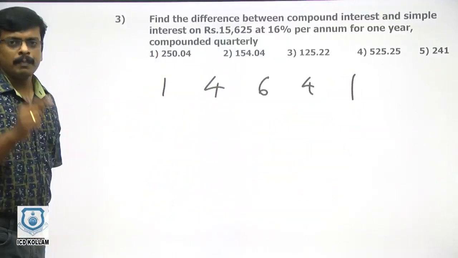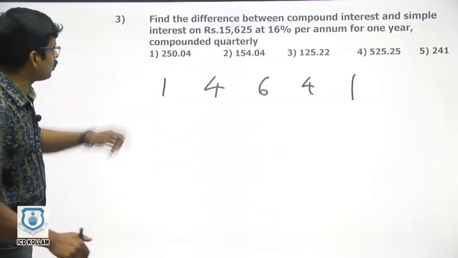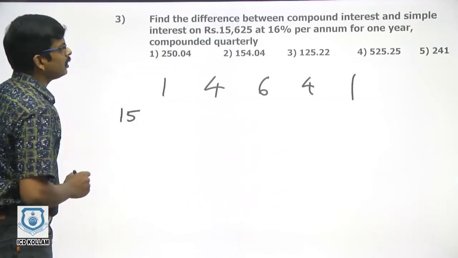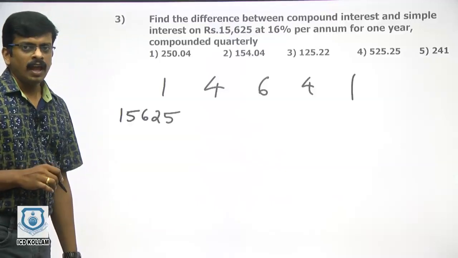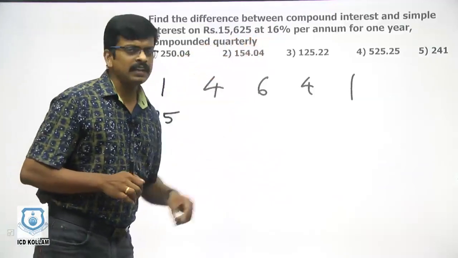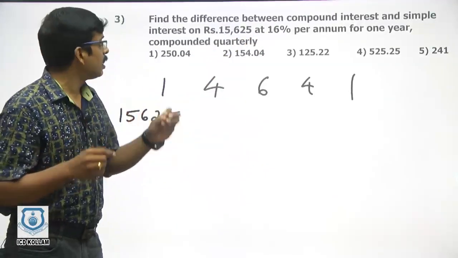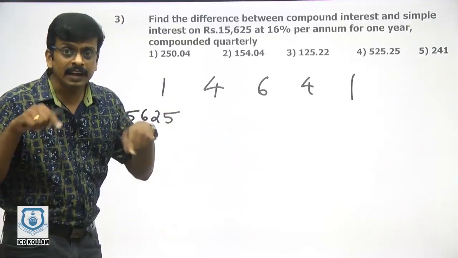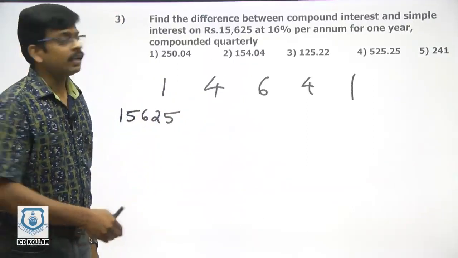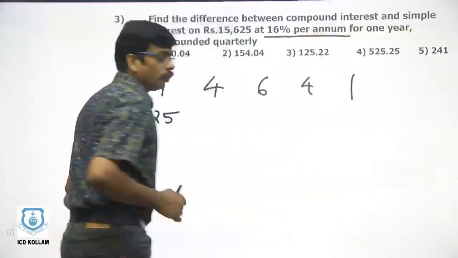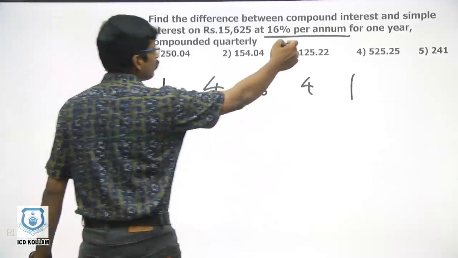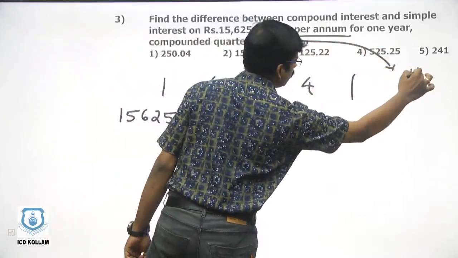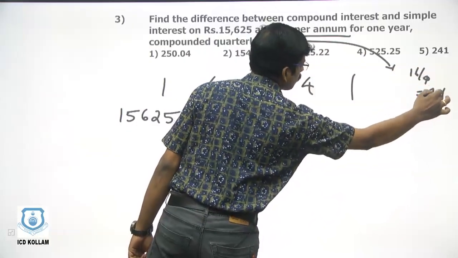First value is the principal. Here the principal is 15,625. And one more thing is very important. It is given as 16% per annum. We need it quarterly. It is per annum, so 16 by 4 will be the quarterly interest. So the quarterly interest is 16 by 4, which is 4%.